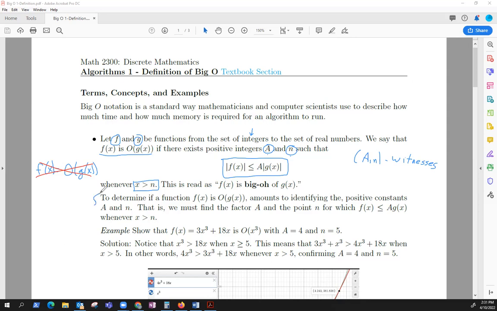So this little paragraph right here says that if we want to determine if a function f of x is big O of g of x, we have to find an a and an n. And that's all we have to do, find an a and an n that makes that inequality true. So here's an example given to you using 3x cubed plus 18x. This is big O of x cubed. Before I go through what can be called an analysis type argument, let me show this to you graphically so you can see kind of what I'm talking about.